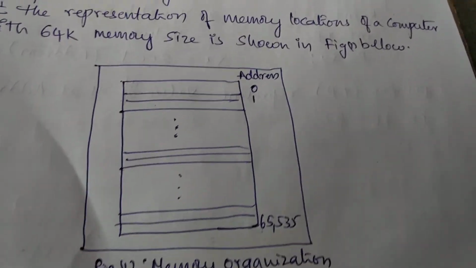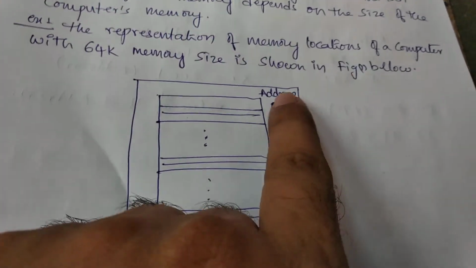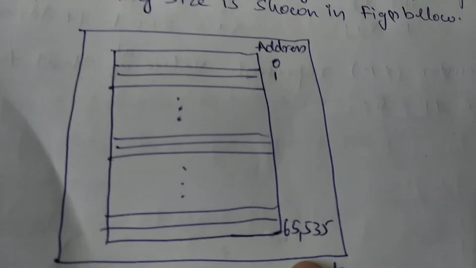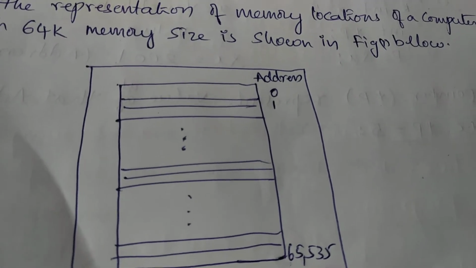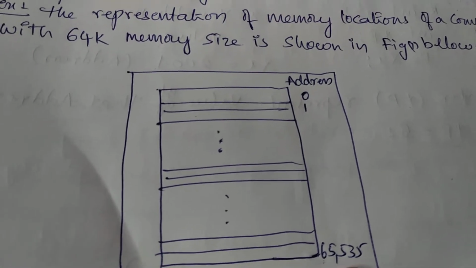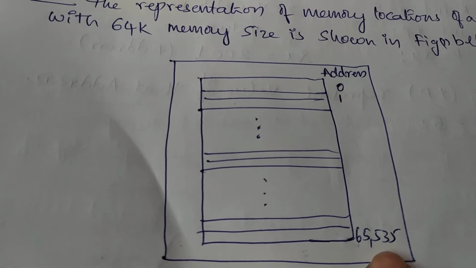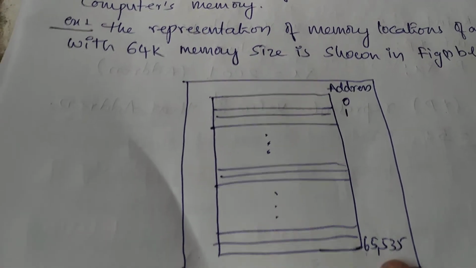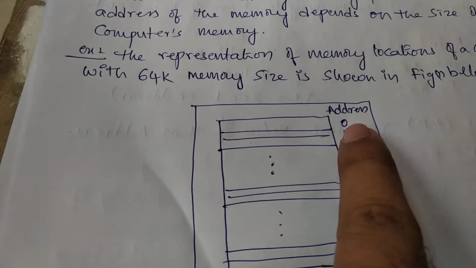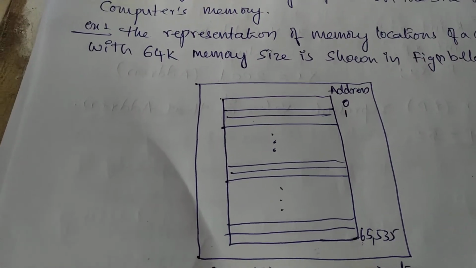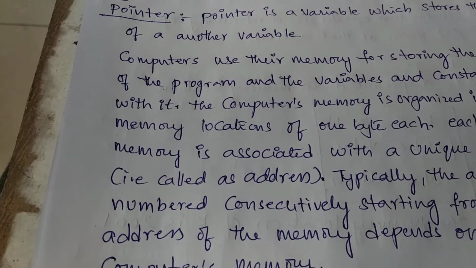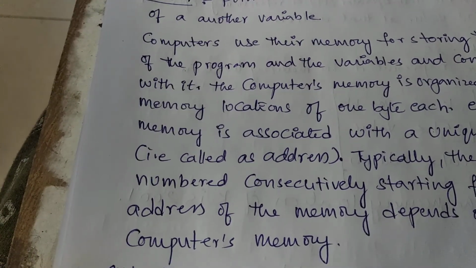So here we can take one example. This is generally the memory organization. It starts from address 0, 1, 2, sequentially up to 65535, depending upon the memory size, like 1 GB or 2 GB or 10 GB. The memory is allocated from 0 to the end of the memory size. So when you take pointers, generally they hold addresses of the memory.